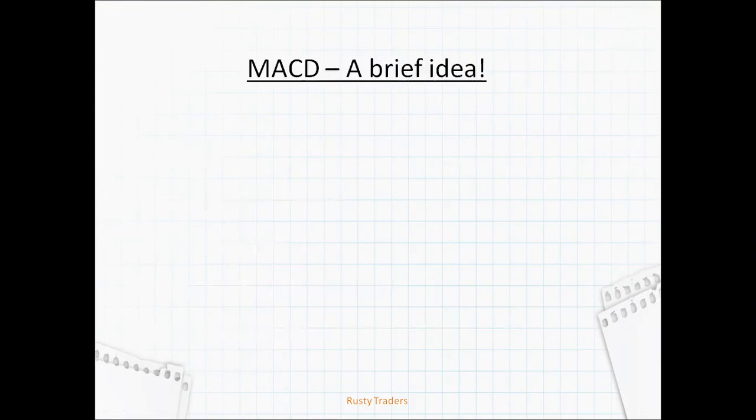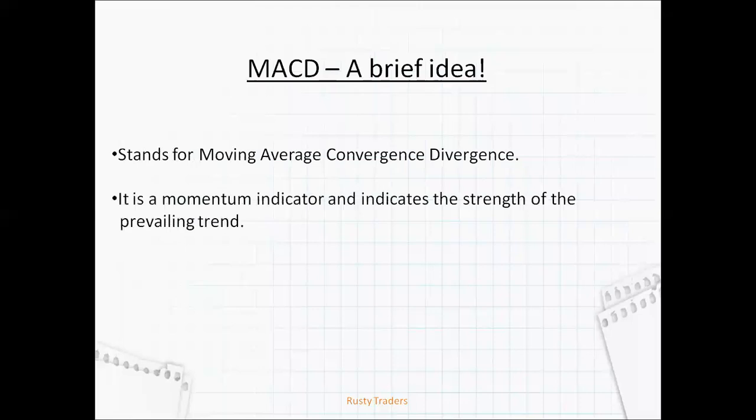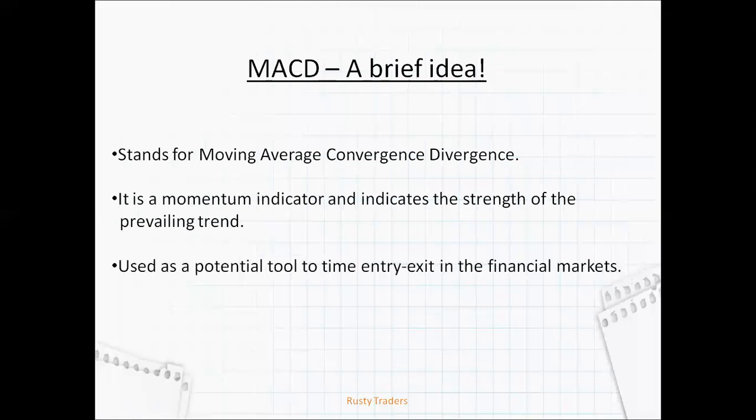MACD, a gist. MACD stands for Moving Average Convergence Divergence. It is a momentum indicator and it indicates the strength of the prevailing trend. It is a potential tool to time your entry and exit in the financial markets, but I prefer using it only to time my entry and not the exit.